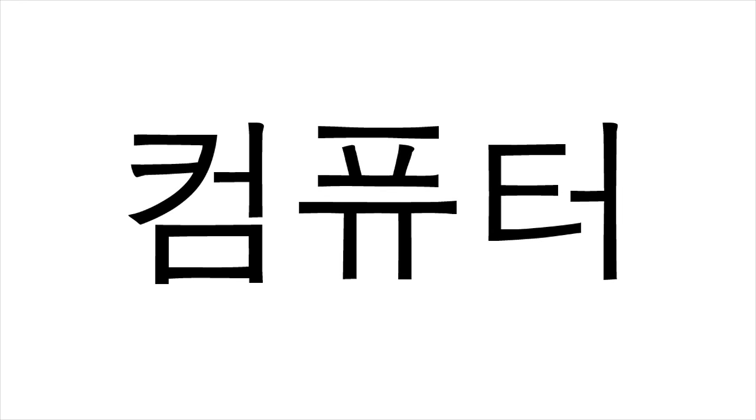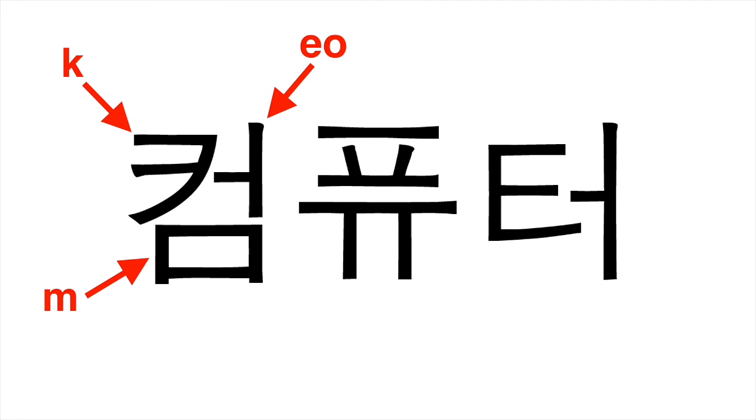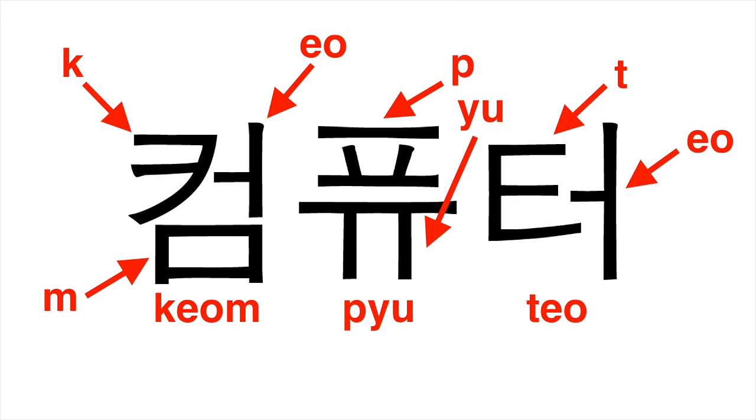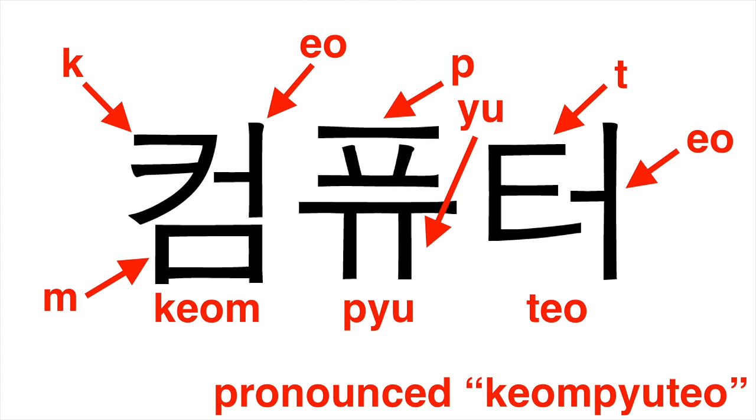Final example, because I'm pretty sure you all get this by now. This is a long word, so let's tackle it step by step. The first letter has Kyuk, which has a K sound, the vowel is O, and the bottom consonant is Mium, which has an M sound. Put it together and that's Kom. The second letter has Piup, which has a P sound, and the vowel is U, so it is Pyu. The final letter has Tiut, which has a T sound, and the vowel is O, so it's Ta. Put it all together and you'll get computer. You guessed it, the word means computer.